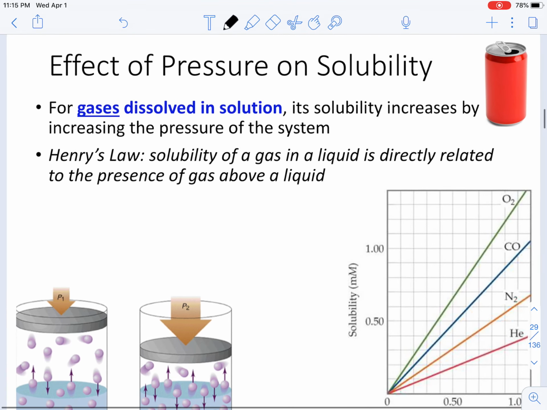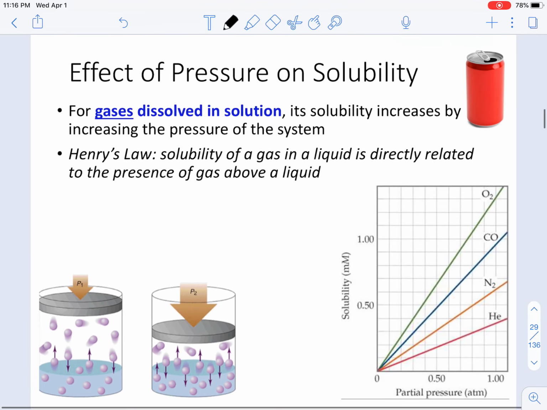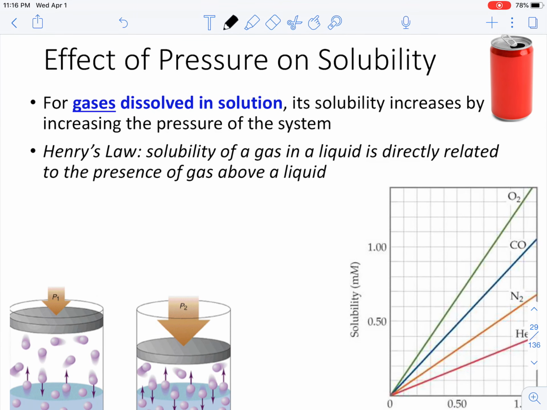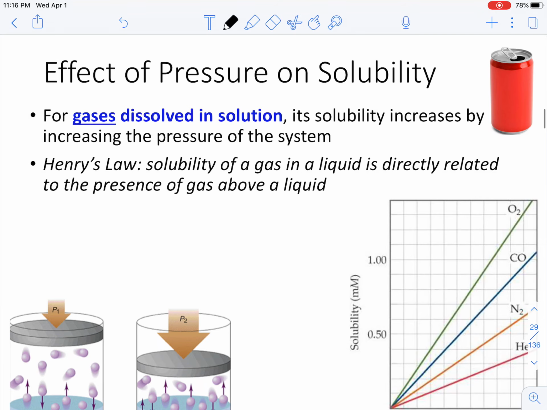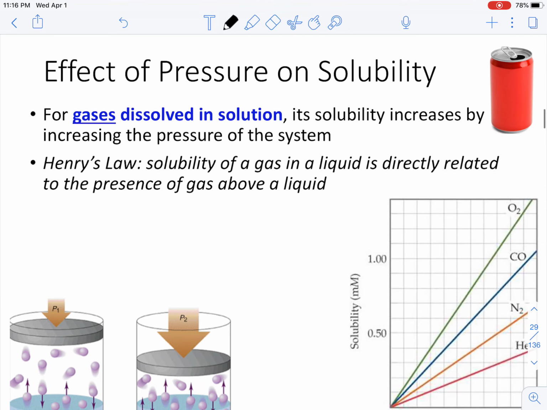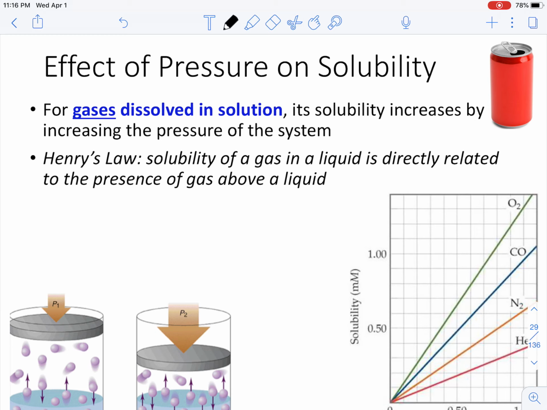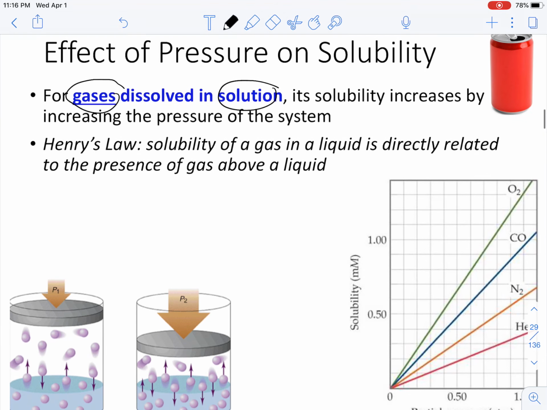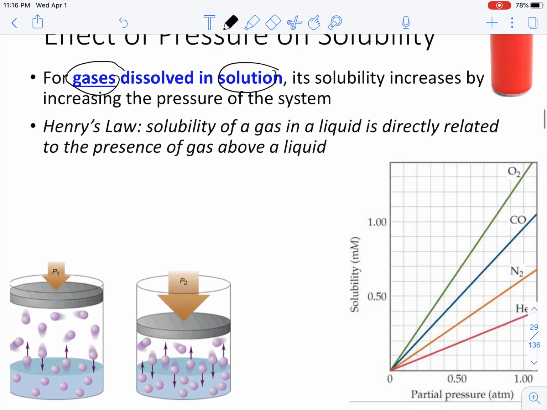And so the last thing that we're going to discuss is the effect of pressure. So it's another gas related concept that relies on solubility. So we're going to go ahead and discuss the effect of pressure on solubility. So for gases dissolved in solution, we want to understand how increasing or decreasing the pressure affects the solubility of the gases.